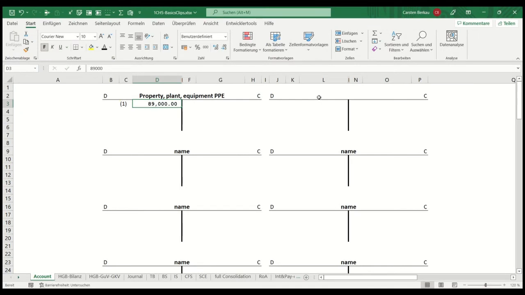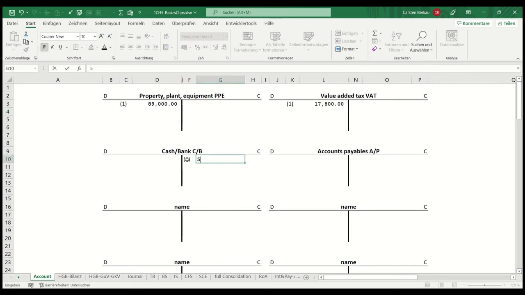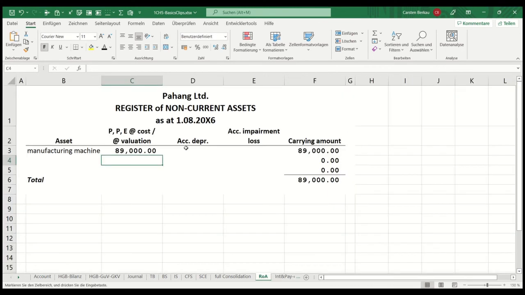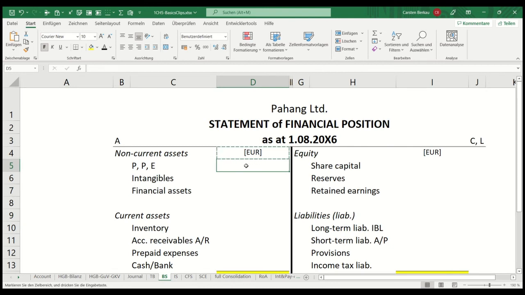Next, we want to discuss the entries if half of the payment only has been made and value-added tax is relevant. The cost of acquisition will always be entered in the property, plant and equipment account. With regard to the register of the non-current assets, nothing will change. On the balance sheet, we just enter the number 89,000 in property, plant and equipment. We enter the input VAT claim in the accounts receivables accounts.